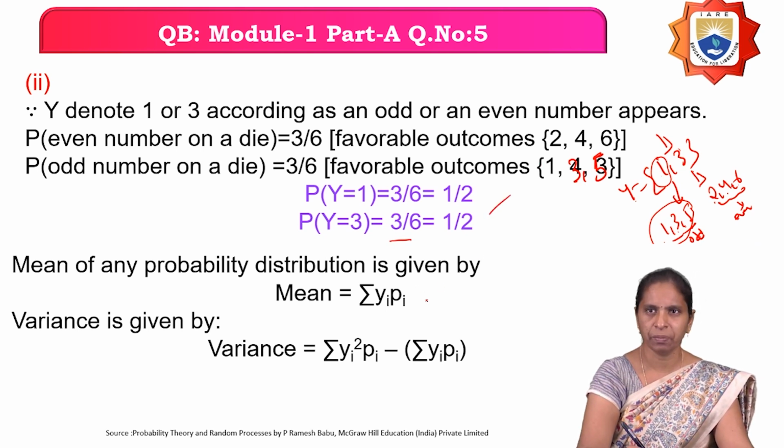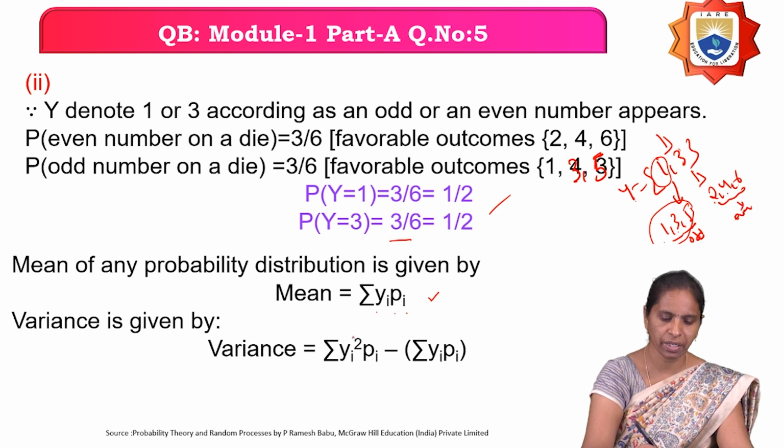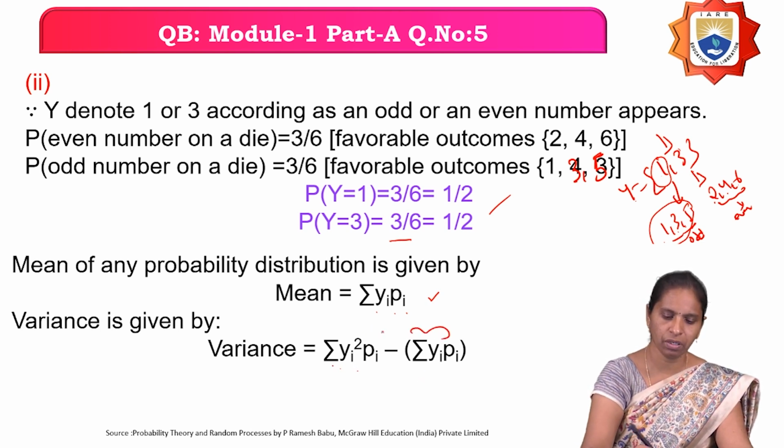Then, what is the mean of the variable y? Nothing but sigma yi into p of y equals yi. And what is the variance of the random variable y? Sigma yi square pi minus, this is nothing but the mean only.